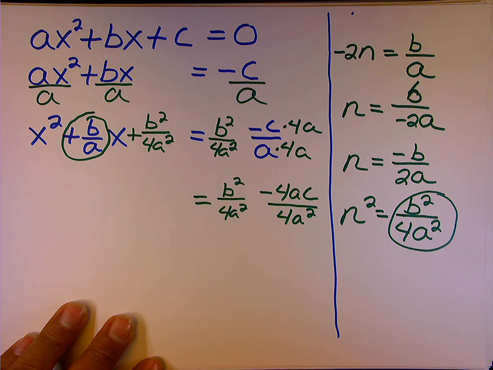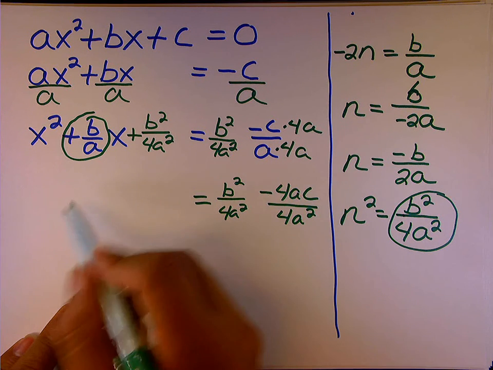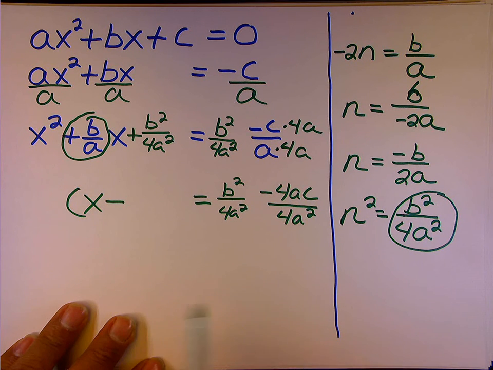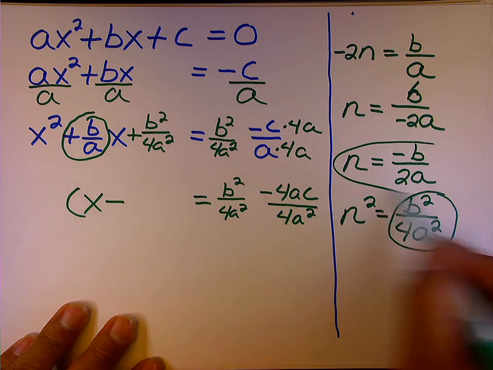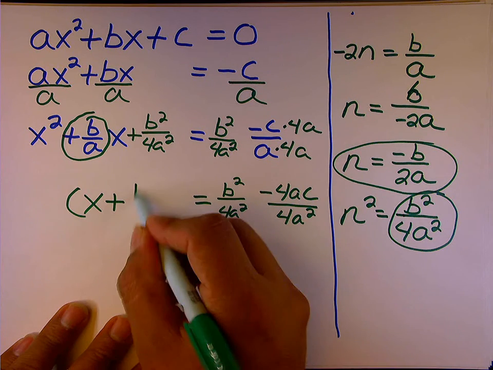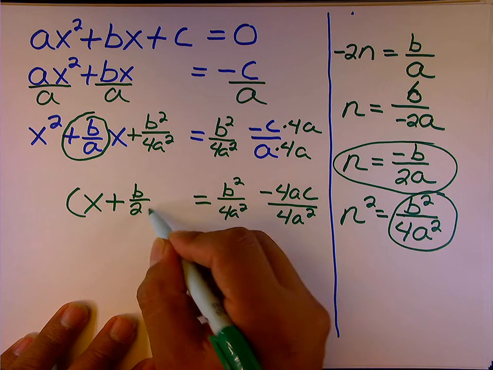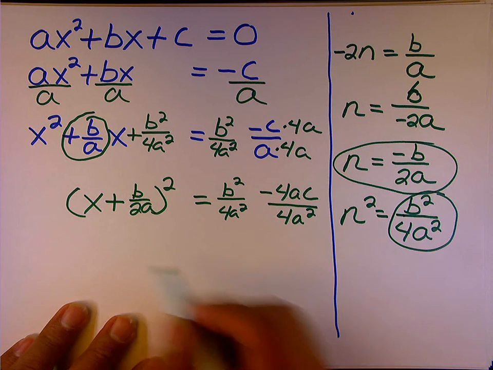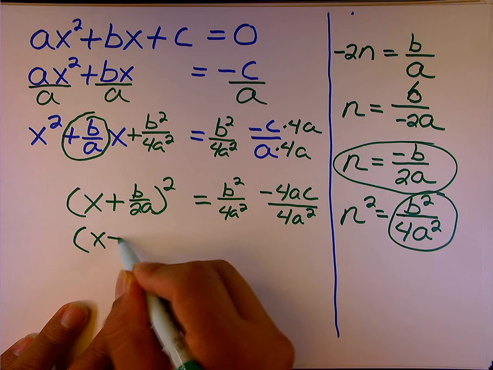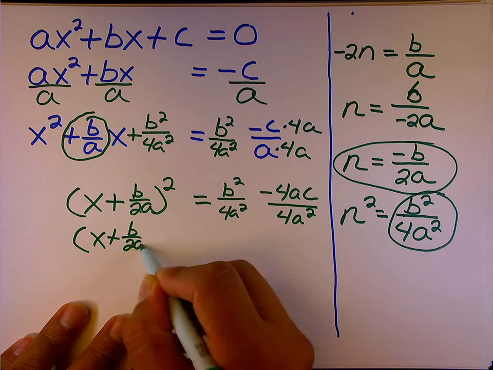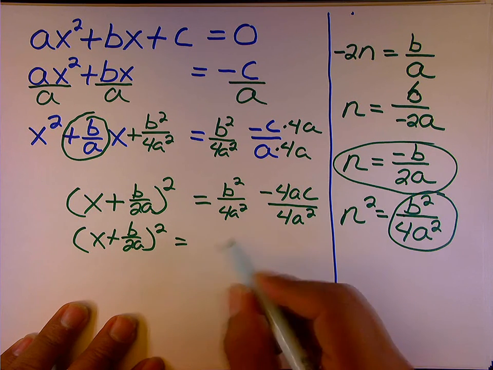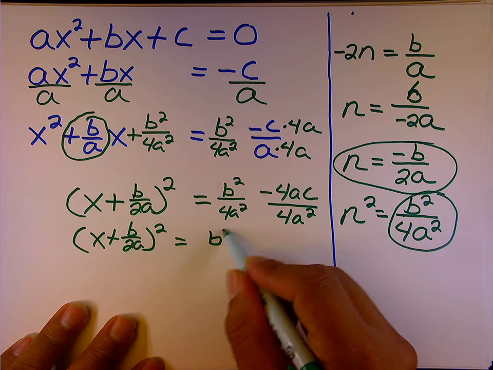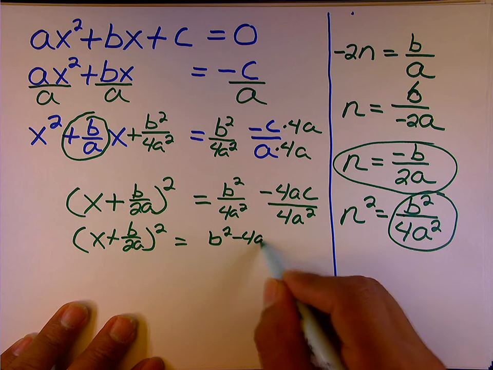On the left-hand side, I have a perfect square trinomial. I can put it in the factored format. The factored format is x minus n. N is negative b over 2a. For right now, I'm going to leave the left-hand side alone. I'm going to simplify the right-hand side. It has one denominator, which means the numerator has all the work in it.